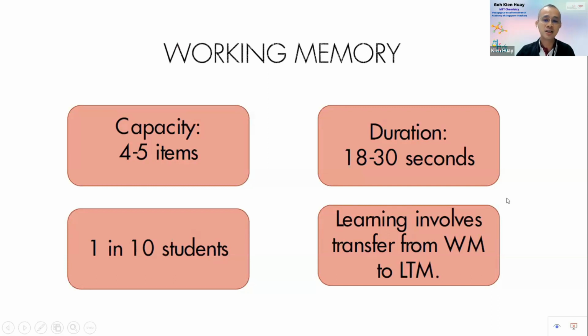And 1 in 10 students actually have challenges in their working memory. And remember, learning involves not just all the wonderful fireworks of excitement, but also the transfer from working memory to long-term memory. So if there's one thing we need to communicate to our students, it is that learning is tough, but it is not impossible. And learning will involve hard work.